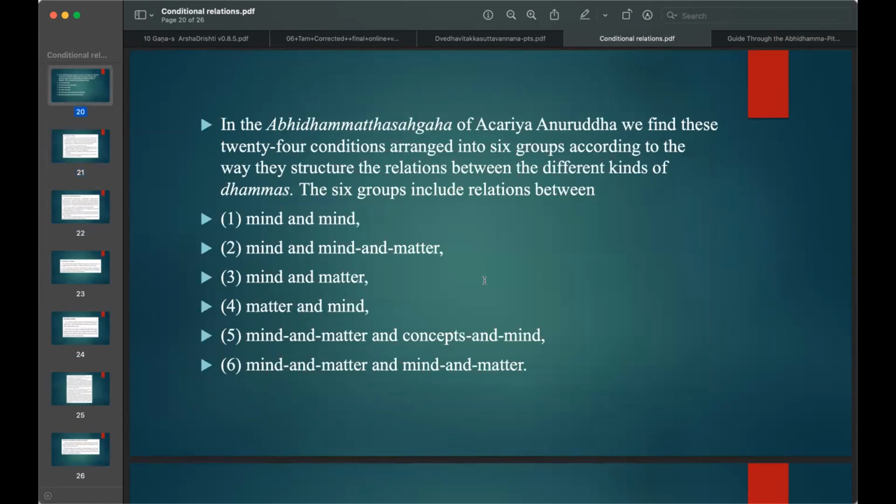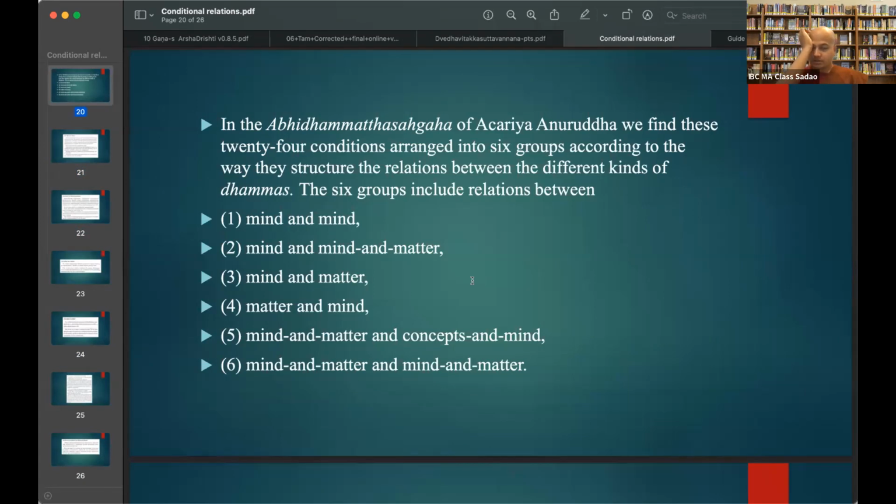The last, yes, exactly, this PowerPoint. You see, the third one is mind and matter, and the fourth one is matter and mind. So what is the difference? Is it because the first one is the dominant place? Yeah, here actually the discussion is about mind and matter, but this should be understood in relation to these 24 pachayas, and they are functioning in nama and rupa.